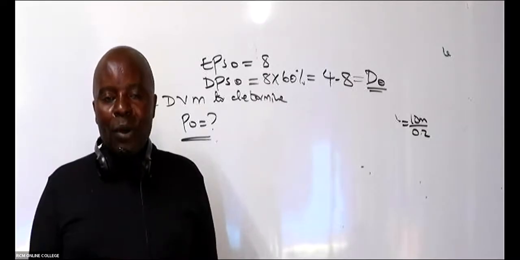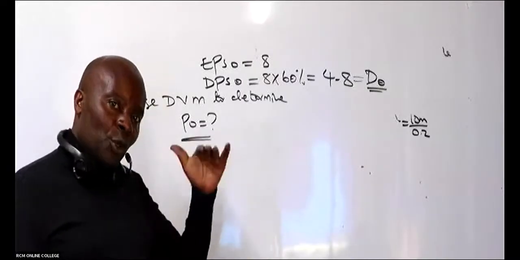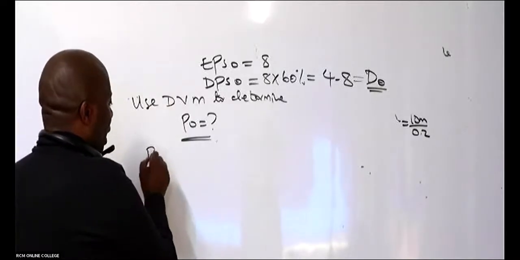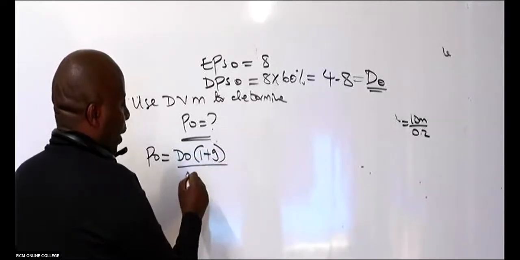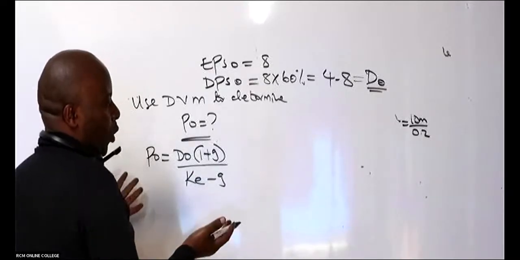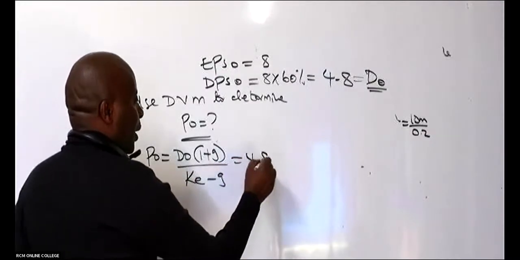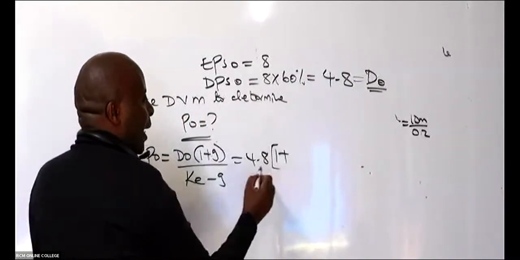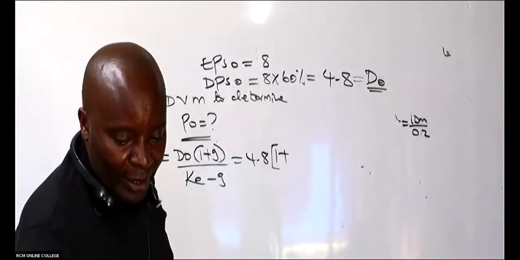So, ladies and gentlemen, they want me to use a dividend valuation method to determine P0 between the two. Not a problem. So how do we get this P0? I know the formula. P0 equals D0 into 1 plus g, all over cost of equity minus g. Fortunately, we've been able to get D0. Our D0, ladies and gentlemen, is 4.8, the one we got up there, into 1 plus the growth rate. The growth rate has been provided in the question.